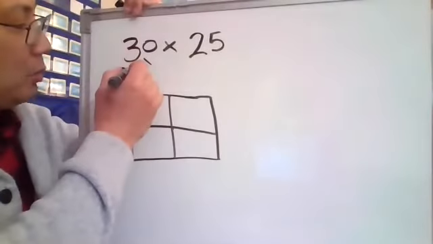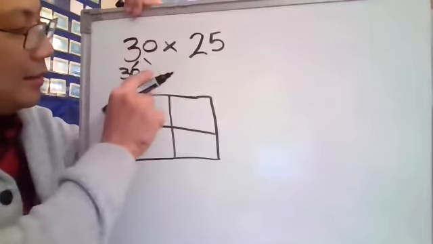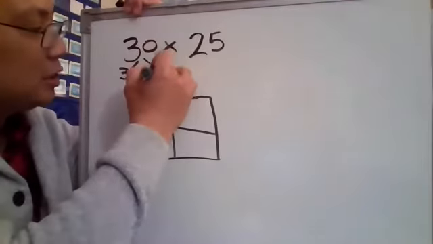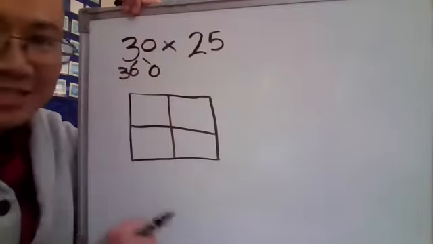Sorry. 30 will become 30. And then, is there a number here? No. So we're just going to put 0. 30 and 0.